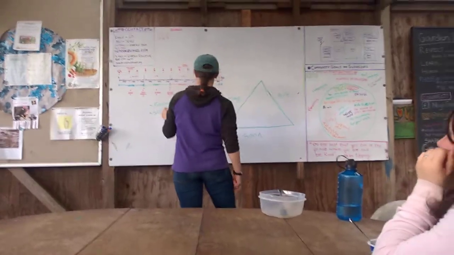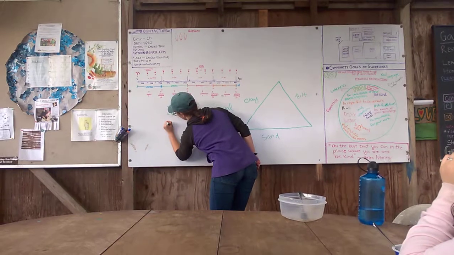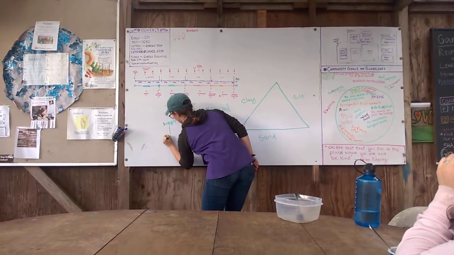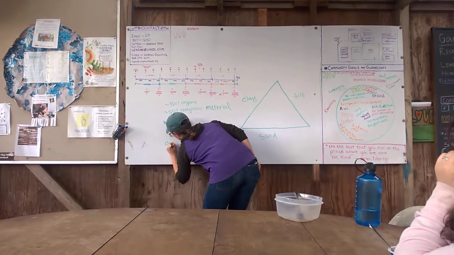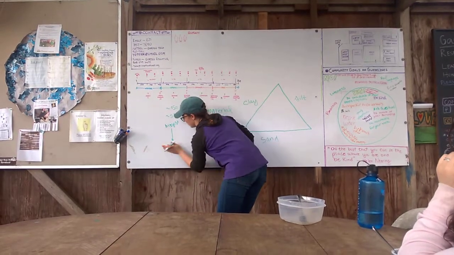And out of the three of these, sand is the biggest pieces, and clay is the smallest pieces.